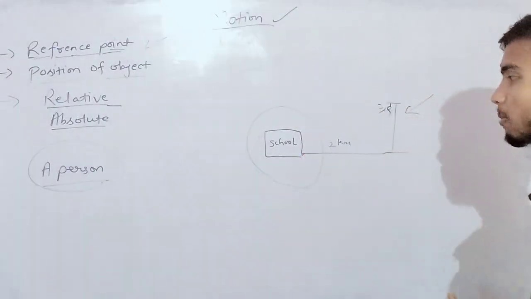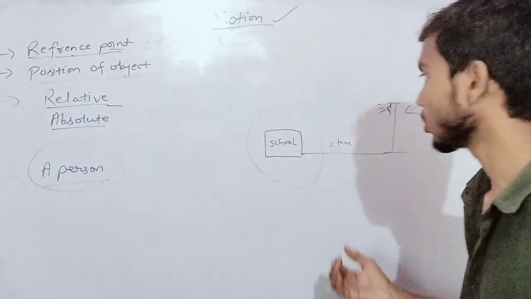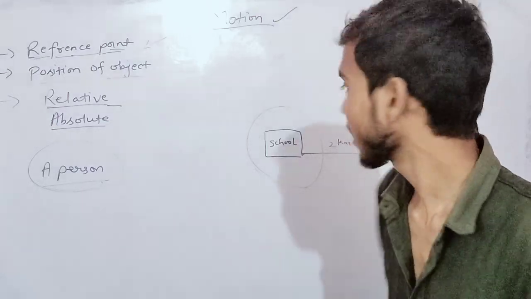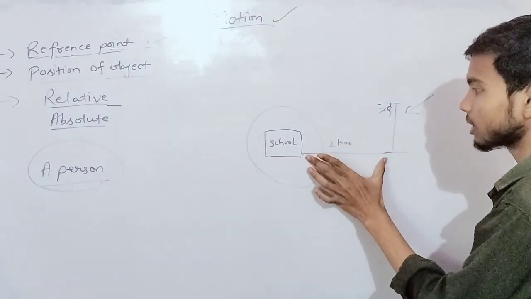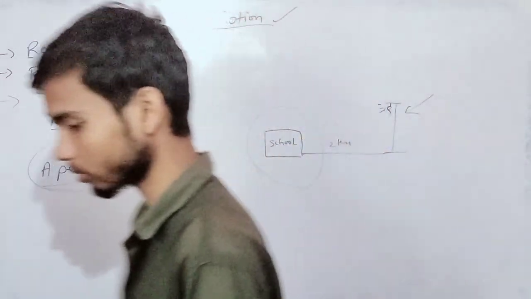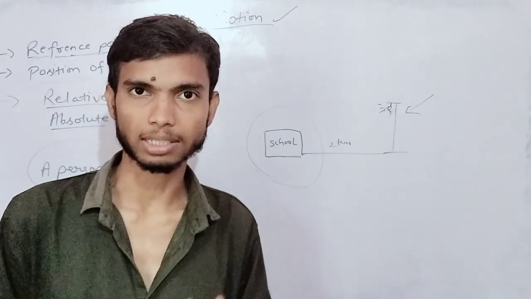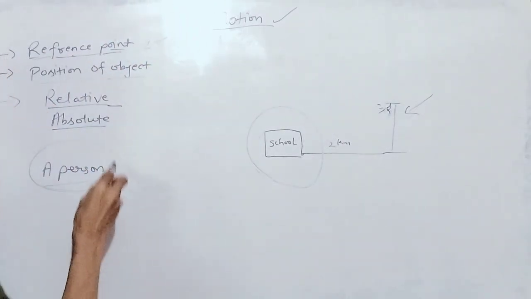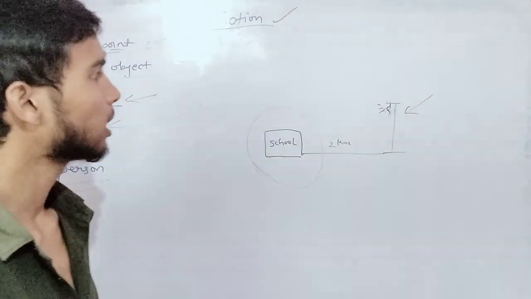This distance will be the same for me, for the other person, for any other observer. The distance from this school to this tower will be the same. It will not change at all. Something is not changing, something is fixed. He will consider that as absolute. But in the case of relative, what will happen?